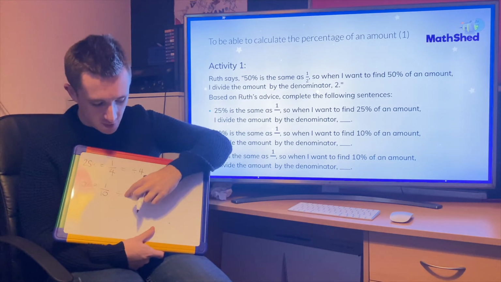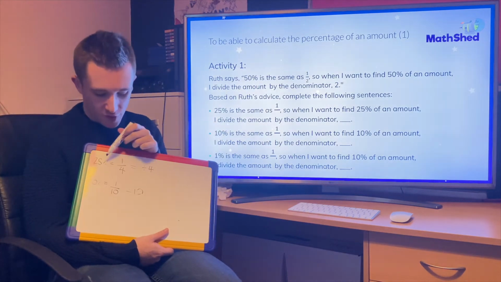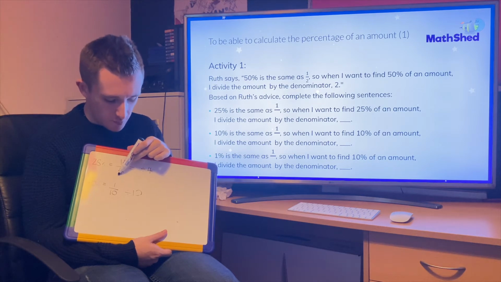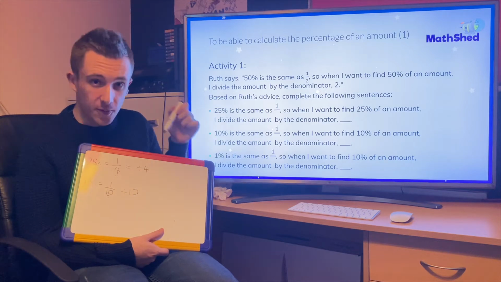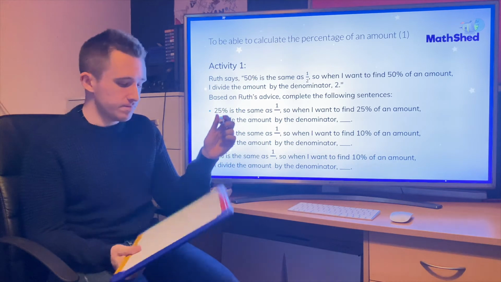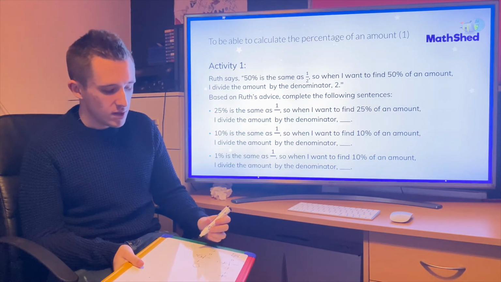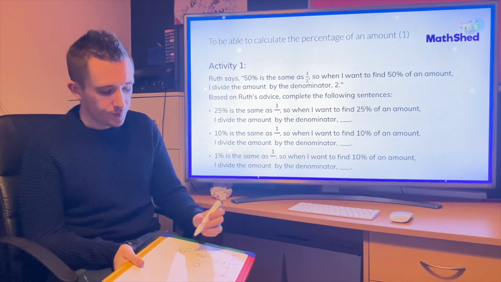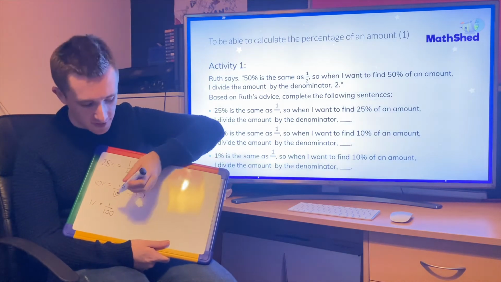Divide by 10, that looks like a 0. 25% is a quarter, so we divide by the 4. 10% is a tenth, so we divide by 10. The next one is 1%. Well, 1% is equal to 1 over 100, because it's 1 out of 100.